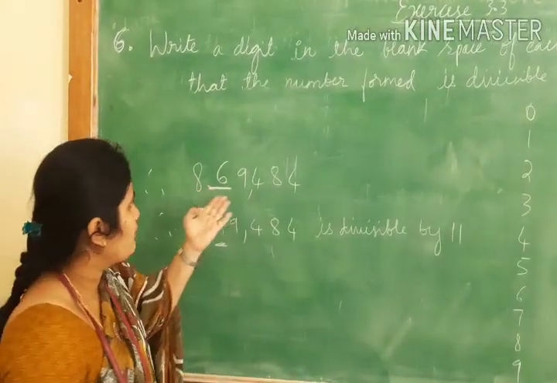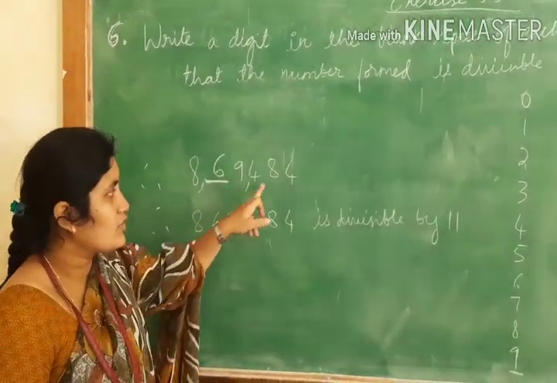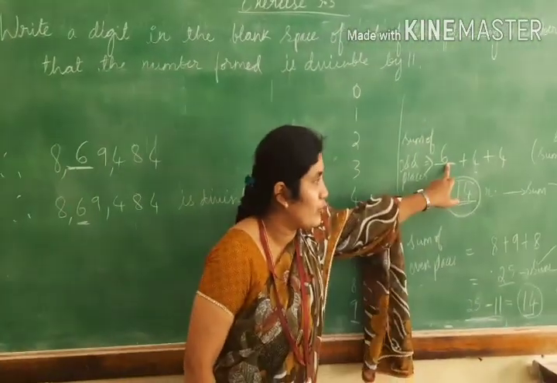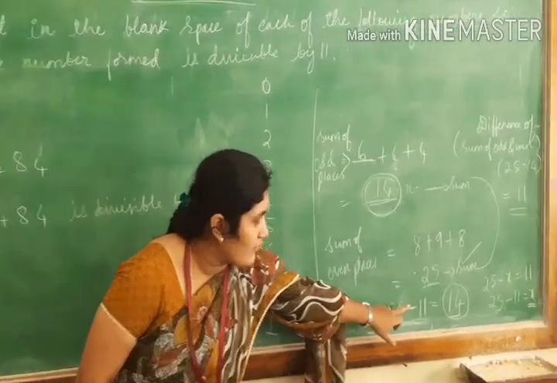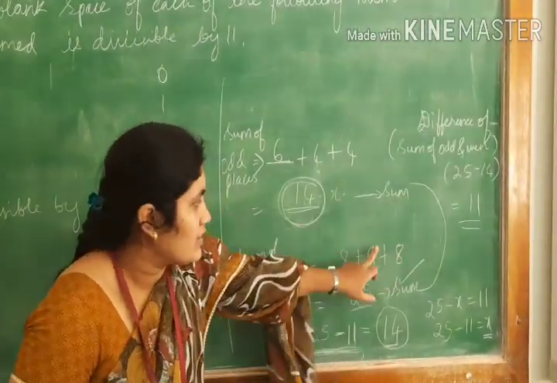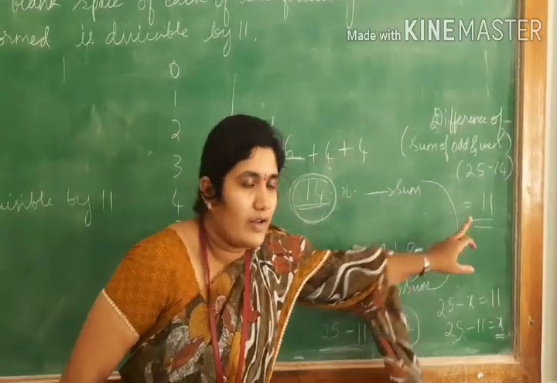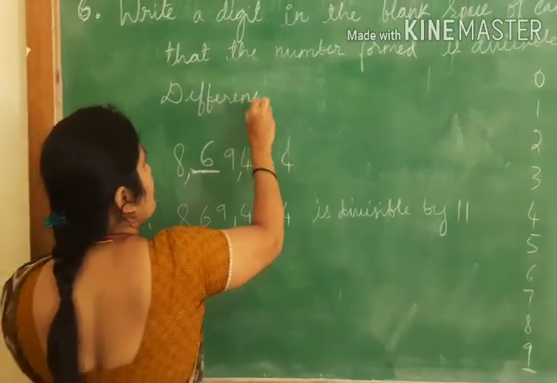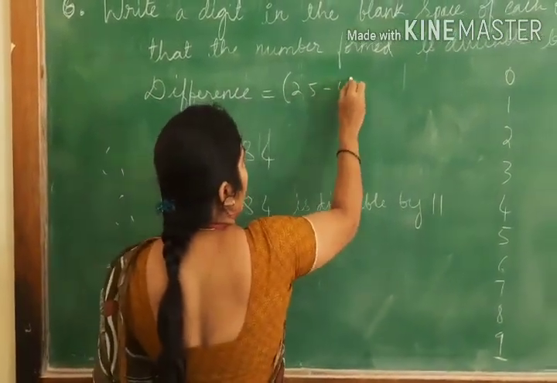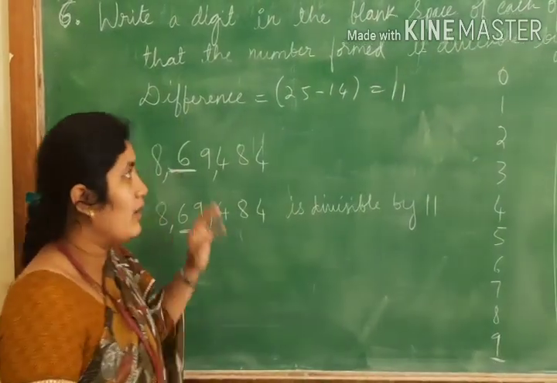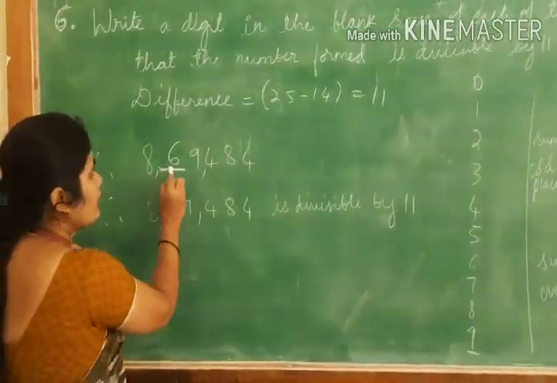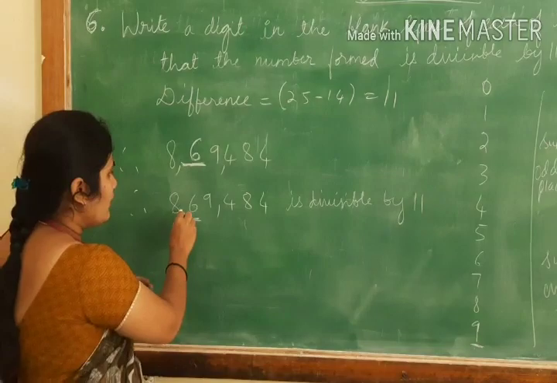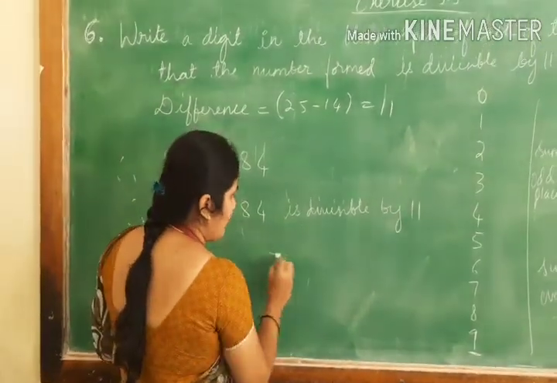Now, as per the given question, this is 8,69,484, because we should put 6 here according to the sum. You can see we have put 6 to get 14. 25 minus 11 we have done already, because when you do 25 minus 14 you will get 11. That means when the difference is 11, you can say that the number is divisible by 11. Here we are going to put 6. Then according to the rule, we can say that 8,69,484 is divisible by 11.